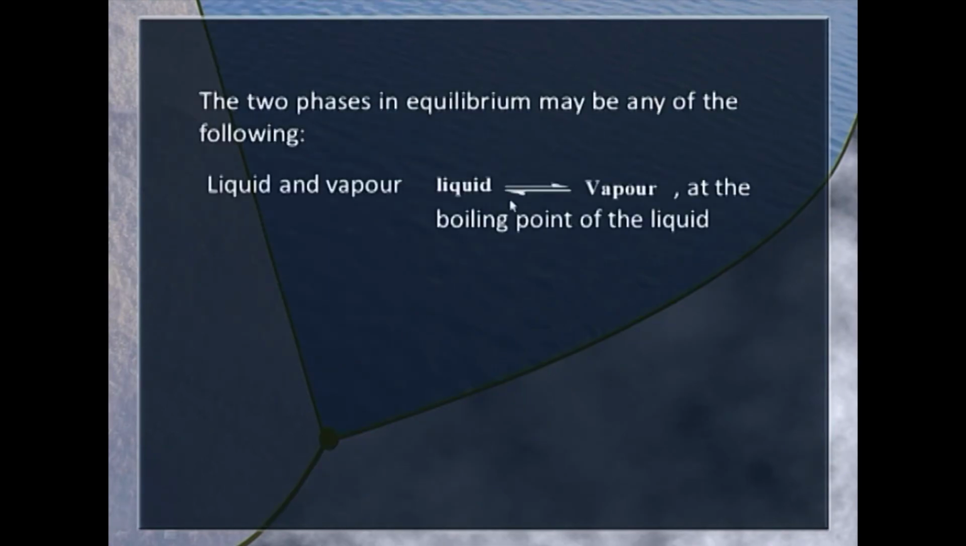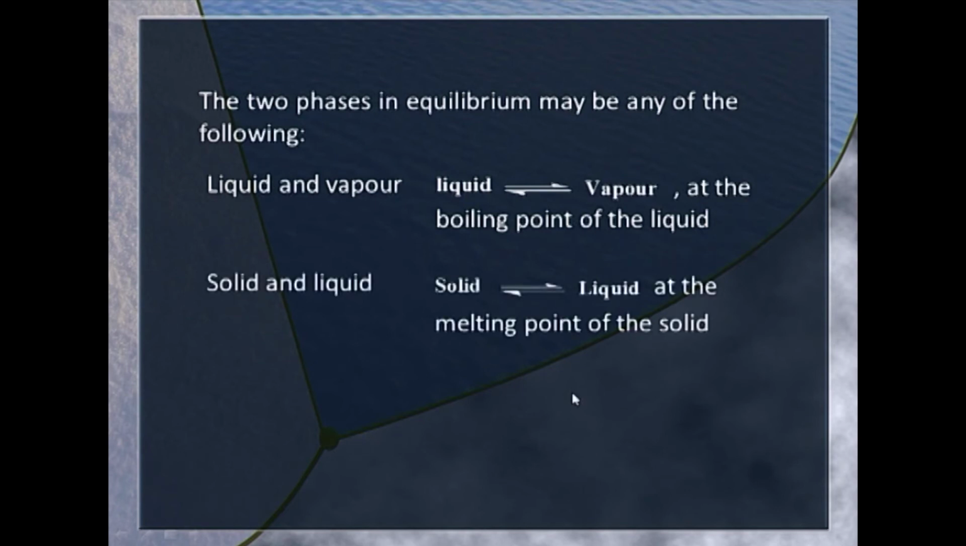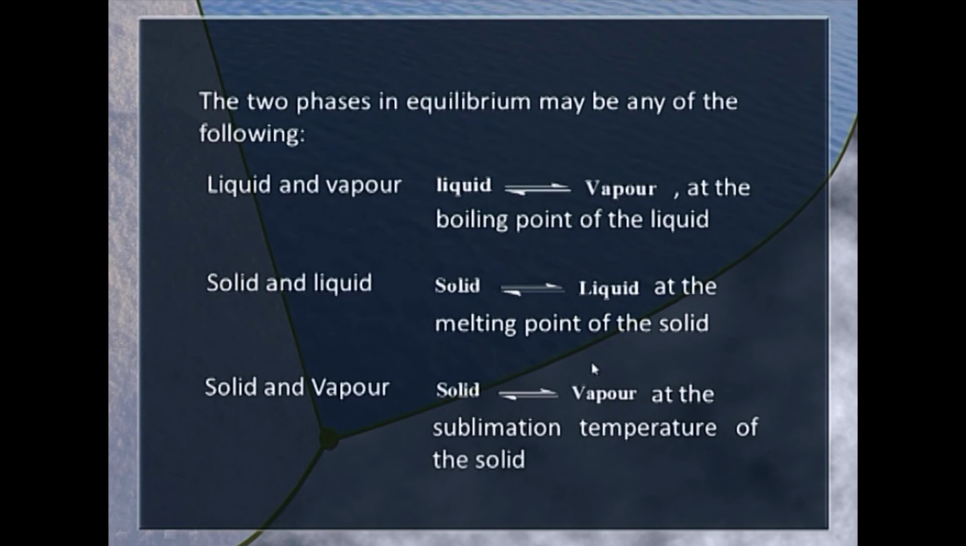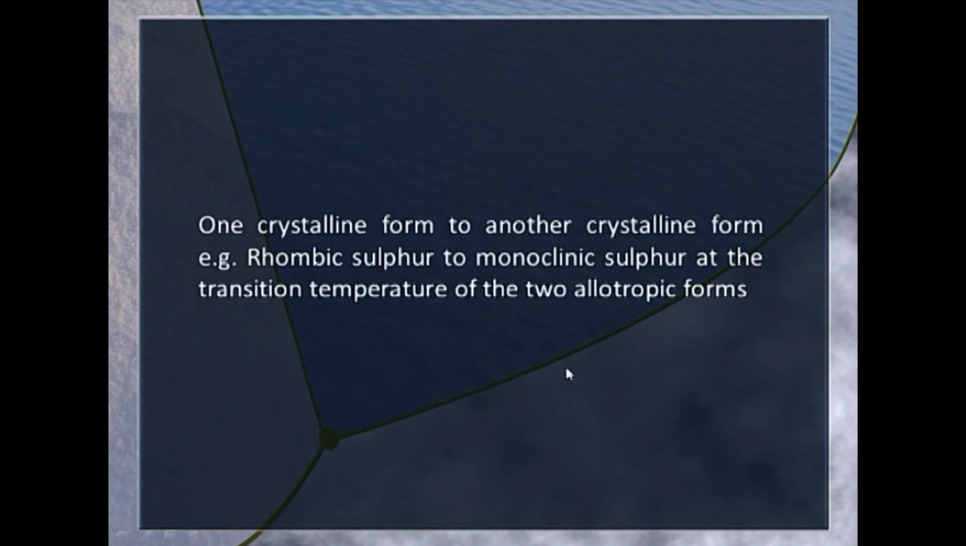What are the different types of phases possible? Like you can have water present in a liquid phase and water present in a vapor phase. So, there is equilibrium between these two, and that is going to happen at the boiling point of the liquid. The second equilibrium can be between solid and liquid at the melting point. The third possible is solid and vapor at sublimation. There is also one more equilibrium possible from one crystalline form to another crystalline form, that is rhombic sulfur to monoclinic sulfur. Both are sulfur, but they can exist in two different crystalline forms. So, the equilibrium can be between such types of systems.